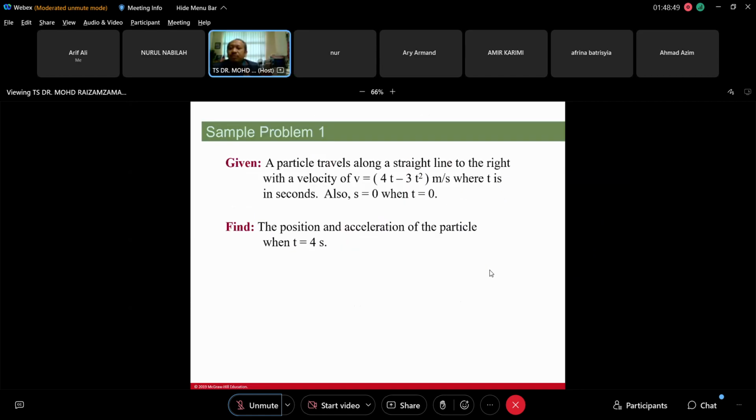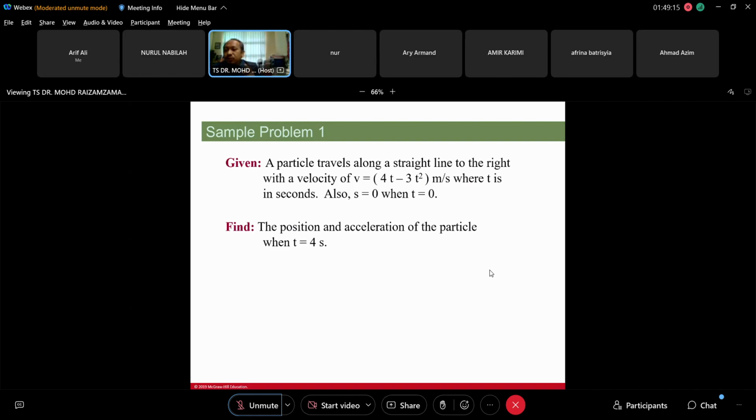Okay, last, before we end our session today, just to give you one sample problem to enhance your understanding. A particle travels along a straight line to the right with a velocity. So I give you velocity equal to 4t minus 3t squared. So velocity as a function of time is given. Calculate the position and the acceleration of the particle when time equal to 4 seconds.